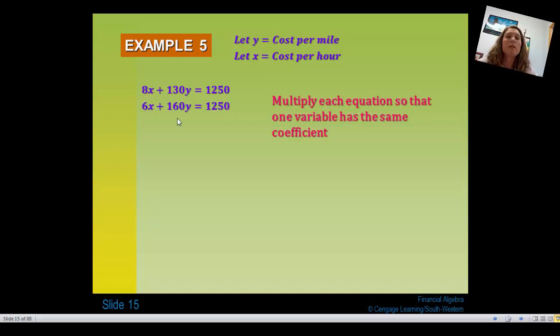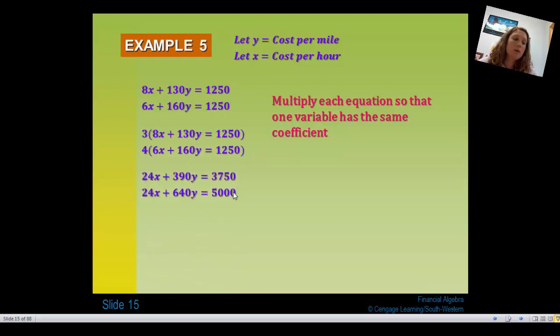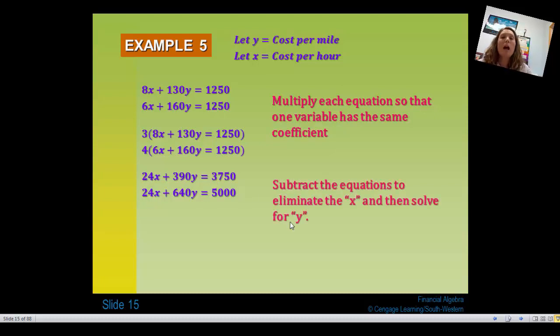So we're going to multiply each equation so that one variable has the same coefficient. So I multiply the first one by 3 and the second one by 4. From here, I distribute those values through, and these are what my new equations look like. Now, my coefficients here are both 24s. They're both the same sign. They're both positive. So I am going to subtract the equations to eliminate the x, and then I'm going to solve for y. So when I subtract, those cancel out.